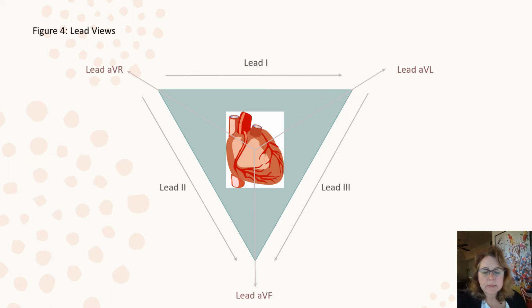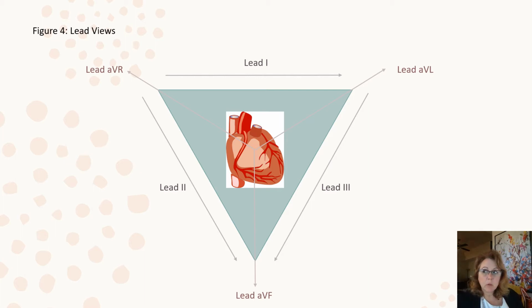So here you can see exactly what I was talking about, how lead 1 looks across the top of that inverted triangle, Einthoven's triangle, and it is looking at the energy. Lead 1 looks at the energy coming towards it from the right shoulder to the left shoulder. So it's looking at the energy being received by that left lateral side.